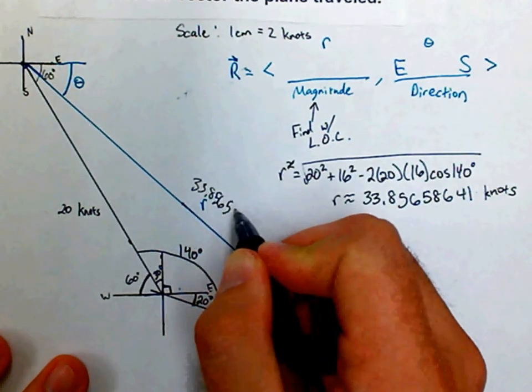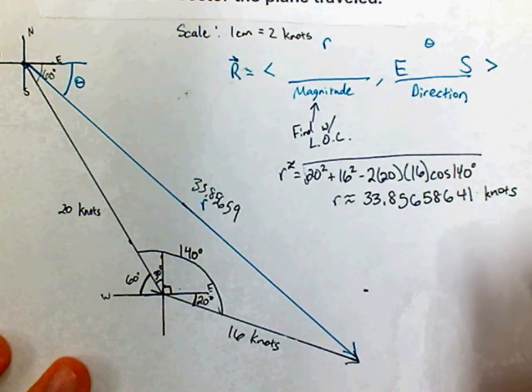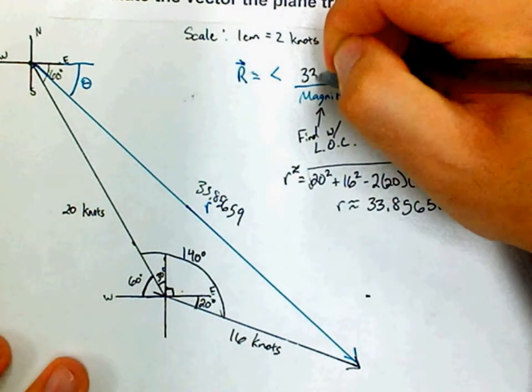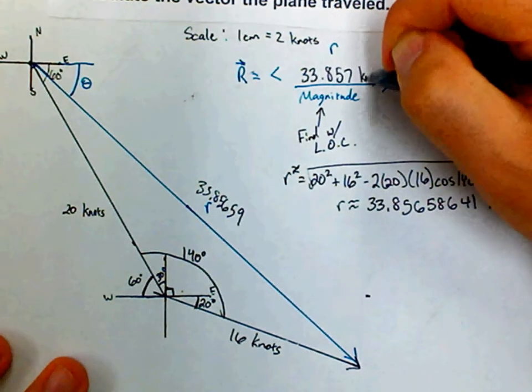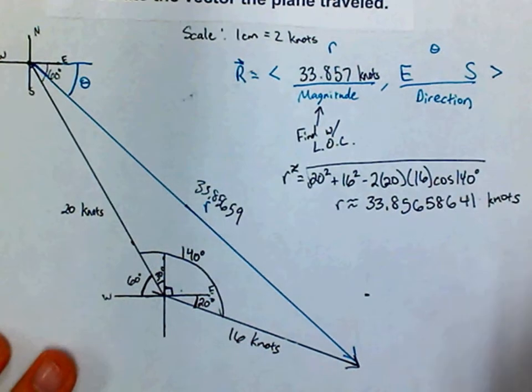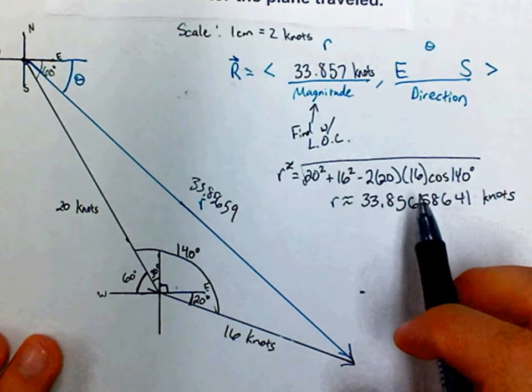33.85659. Round it a little bit shorter. And up here, 33.857. This is the bare minimum I need. It's 3 places after the decimal. It's a good habit to be in for AP Calculus next year, or AP Stats if you take that.